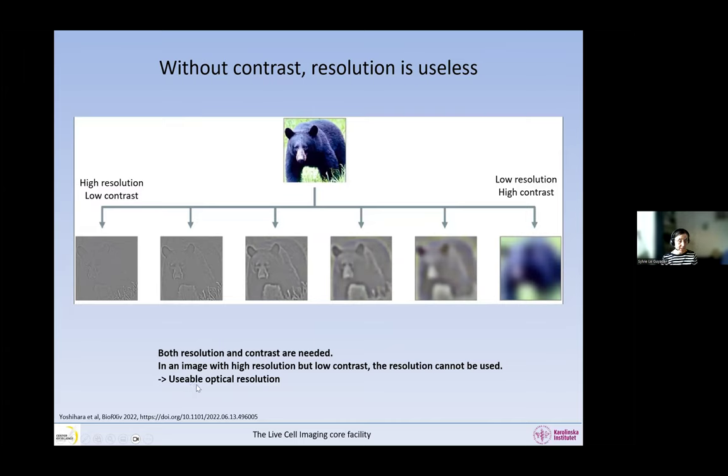And this is a little bit like transmitted light. We have a very high resolution in transmitted light. We use the same objectives, right? We can use the same wavelength, so we can have exactly the same resolution, but because of the low contrast, we cannot use that resolution.